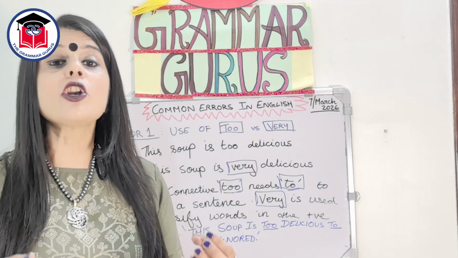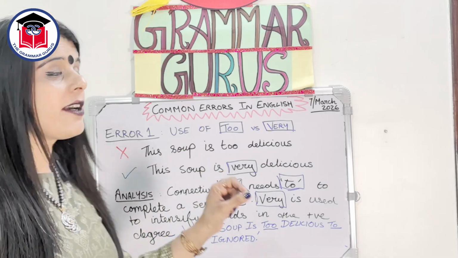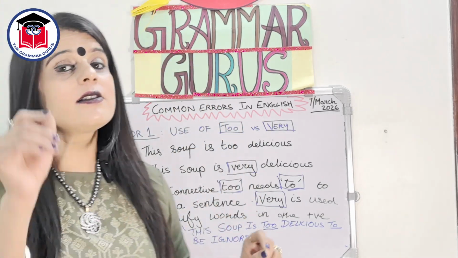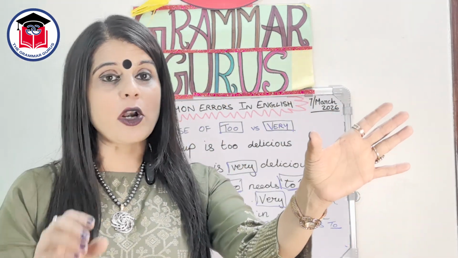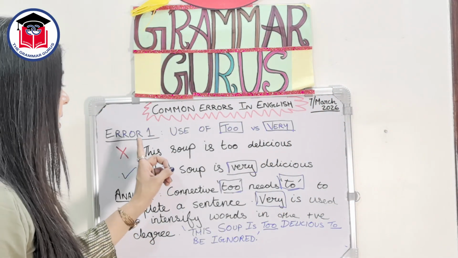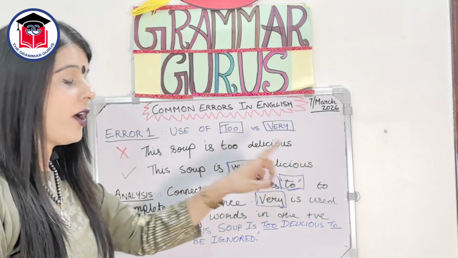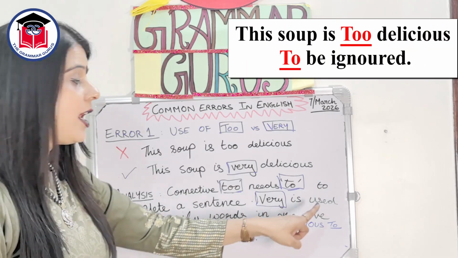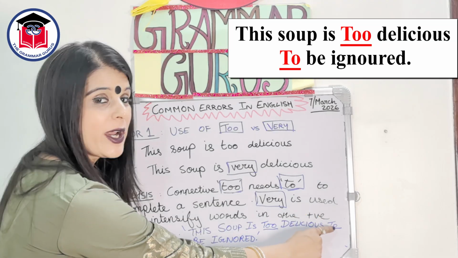Let us understand the logic behind this. There's a simple rule in grammar. The connective too, T-O-O, always requires to, T-O, to complete the meaning. In other words, T-O-O and T-O should come together. Hence, if I am saying T-O-O without the use of T-O, it is wrong. So the correct sentence is, this soup is too delicious to be ignored. So did you notice I am using T-O-O with T-O.